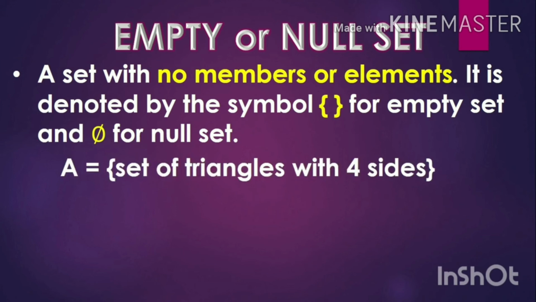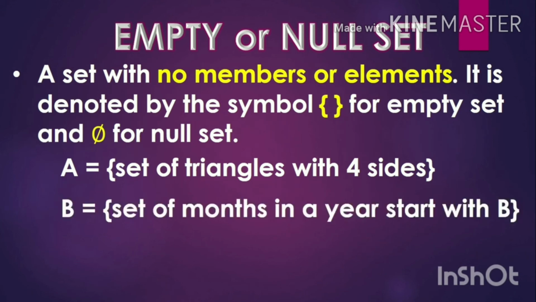Example, set A is a set of triangles with 4 sides. Based on the definition, a triangle has 3 sides. Therefore, this set A is an empty set or null set. Set B, set of months in a year that start with letter B. Since no month in the year starts with letter B, therefore, set B is an empty set or null set.